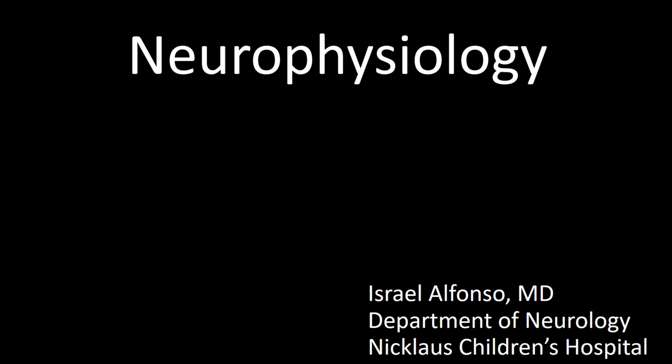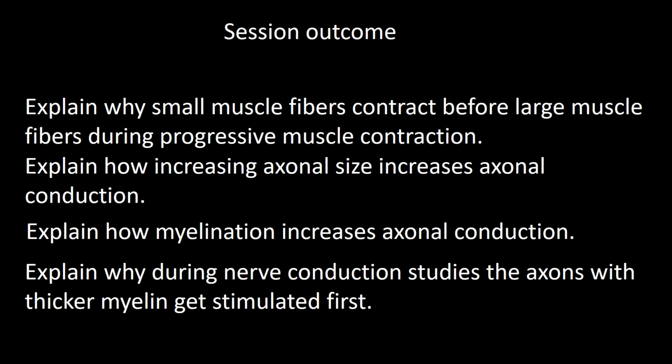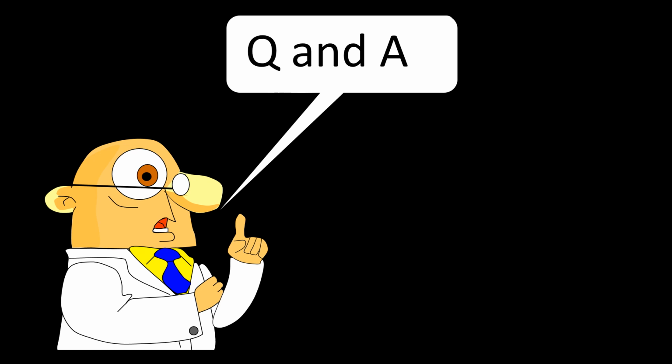This talk deals with some neurophysiology topics that are usually hard to grasp by first and second year medical students. This is the fourth talk in a four-part series. The section outcomes are listed here. You do not need to read them. They will be covered during the course of this talk. This talk will be conducted in a question and answer format.